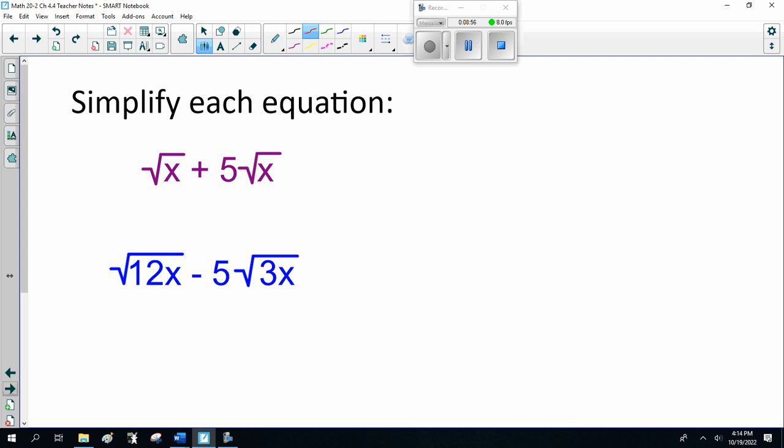Now, what I need you to be able to do is simplify the equations. Now, root of x plus 5 root of x. How many x's do I have? I have 6 root of x.